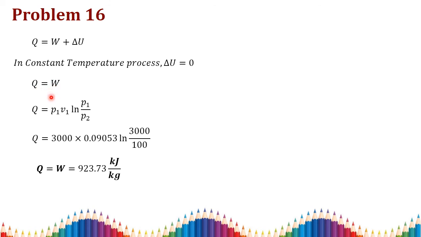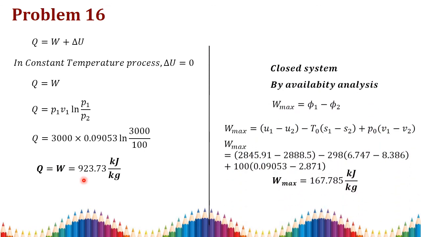As we all know, the formula for Q in a constant temperature process was discussed in the previous lecture. If you have any doubt, go for the constant temperature process derivation that we have also posted, and check it out. Then Q is equal to P1 V1 ln of P1 by P2. You substitute all those values, with pressure in kilopascal. V1 we already know, so you substitute those values to get Q equal to W equal to 923.73 kilojoule per kilogram.